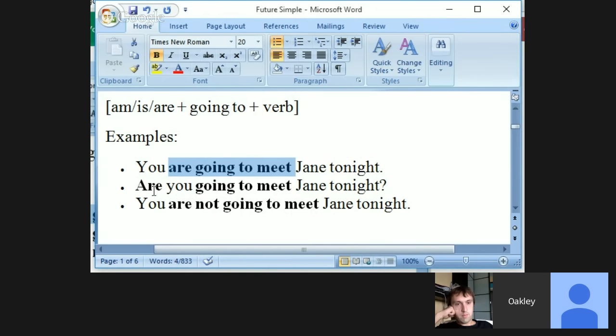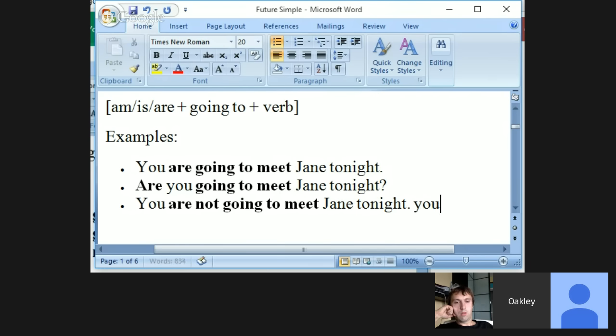For example, notice again in the question form, now here we've got lots of helper verbs, lots of auxiliary words here, extra words. As I mentioned with will, the first auxiliary transposes with the subject noun. Are you going to meet Jane tonight? And then with the negative, the not, again, will follow are. Now here, it is possible to contract in normal spoken English. It's possible to say you're not going to meet Jane tonight. Contract you are to you're.